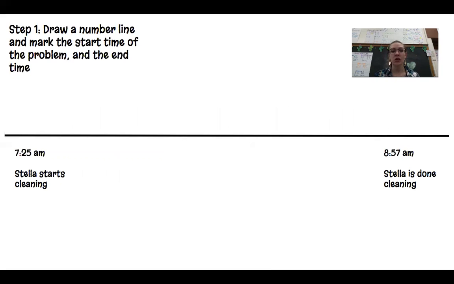So really similarly, we're going to draw a number line, but this time we're going to mark the start and end time because we have to find the space between. If you remember a couple months ago, we talked about our two different subtraction strategies. One of them, you put both numbers on the number line and make jumps between. That's what we're going to be doing.